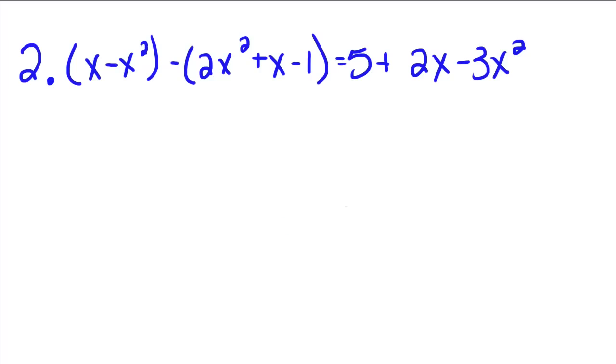Okay, so this one looks a little more complicated, but the main thing to remember right here is that this negative right here stands for a negative 1. So even though it doesn't look like we have to distribute it, we do, because the sign's going to change when we multiply by that negative 1.